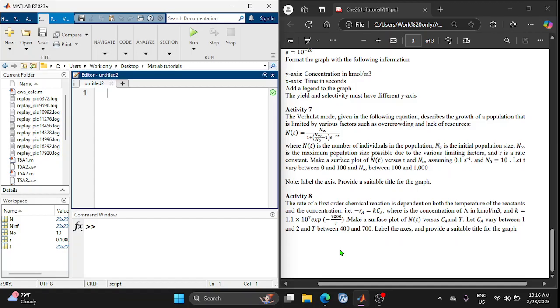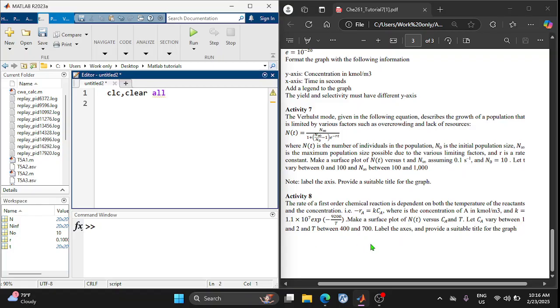Make a surface plot of, so I think it was supposed to be the rate of the reaction because N of T is from the previous question. So the rate of the reaction versus Ca and T. Let Ca vary between 1 and 2 and T between 400 and 700. Label the axis and provide a suitable title for the graph. So we can start with our code.